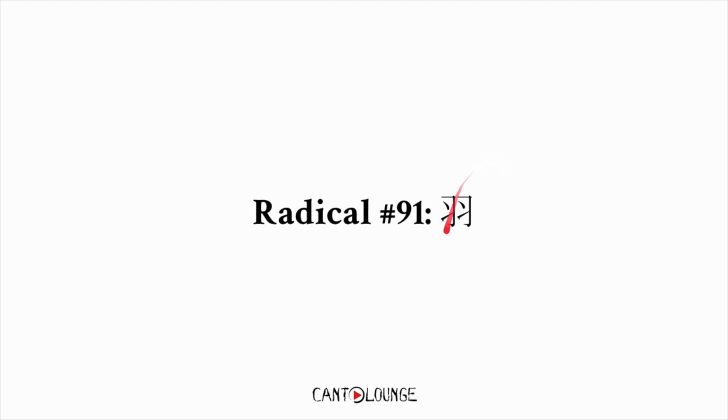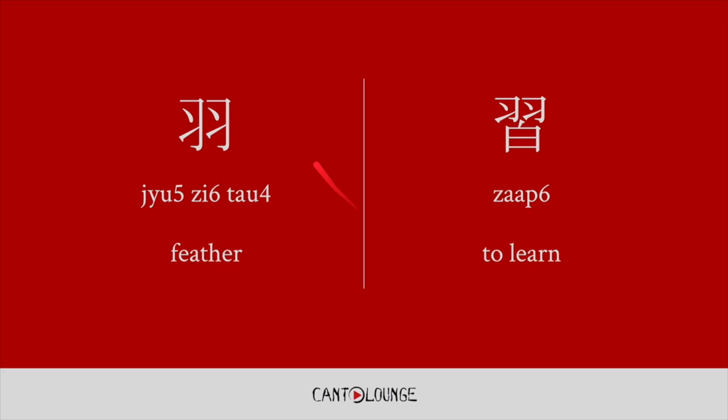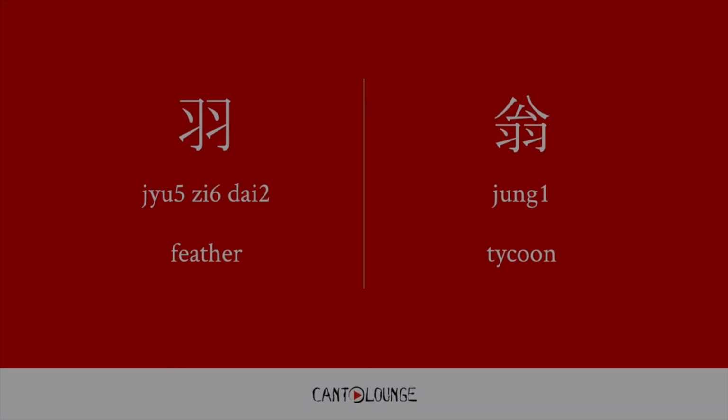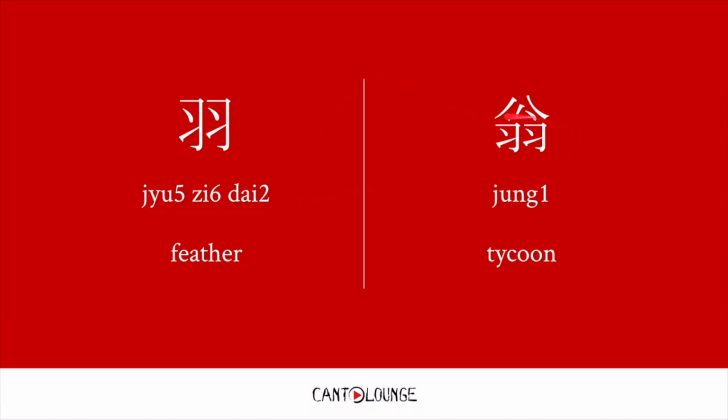Welcome back to the series of videos on Chinese radicals, and we're currently on radical number 91. Yu, meaning feather, and yu ji tao, for example, here, the surname of China's president, Zhao Ganping. Yu ji pong if it's on the side, for example, meaning wings or fin if it's an animal in the sea. I'm sorry, I don't remember the noun for it. And yu ji dai if it's on the bottom, for example, fu yong meaning tycoon.